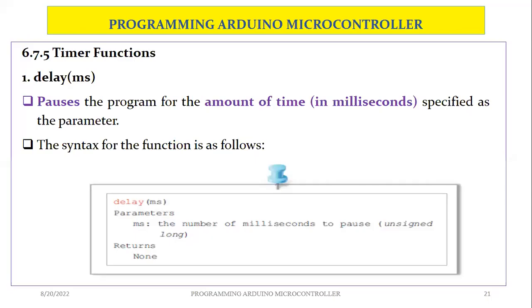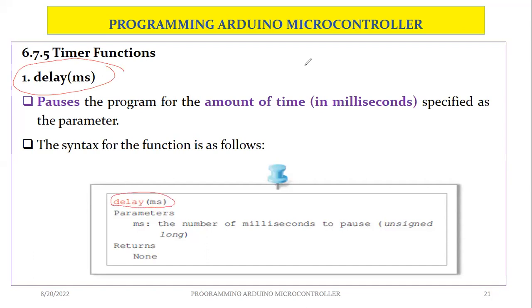Hello everyone, and welcome to this video in which we are going to look at the use of timer functions in programming Arduino microcontroller. The first timer function that I want us to have a look at is the delay milliseconds function. So the syntax for using this function is delay into brackets.